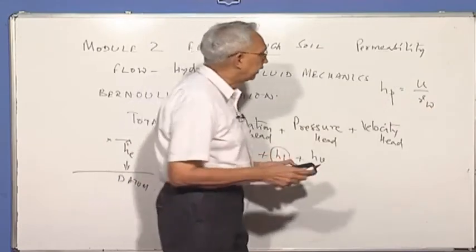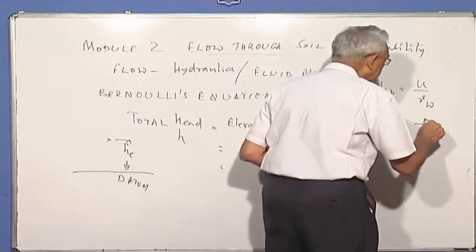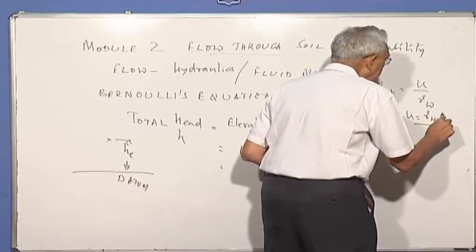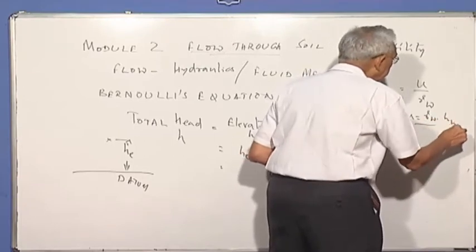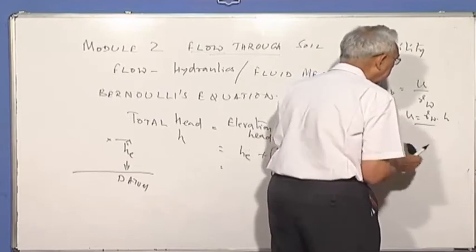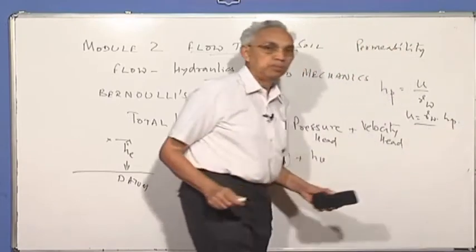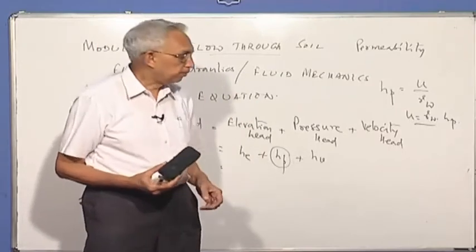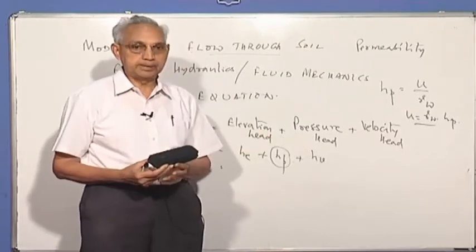You can say that the pressure inside is equal to u, which is nothing but gamma W into the height of water within that, or h_p, we say here, the pressure head. So that gives me the pressure inside a tube or inside any standpipe, etc. That is what you call the pressure head.